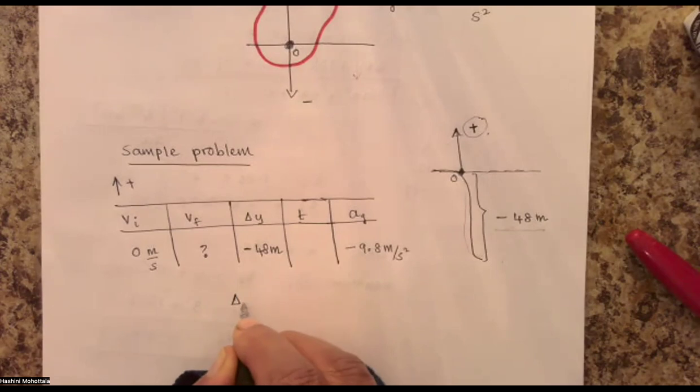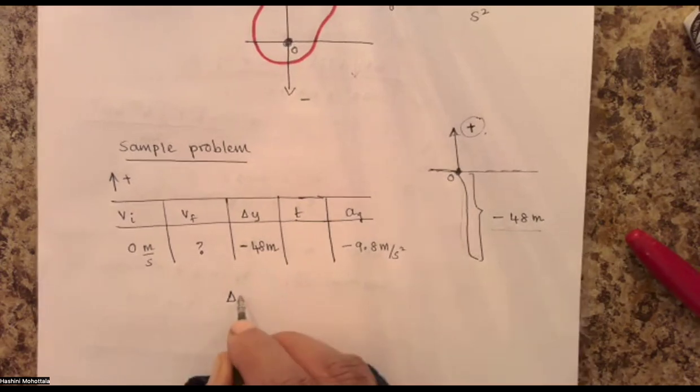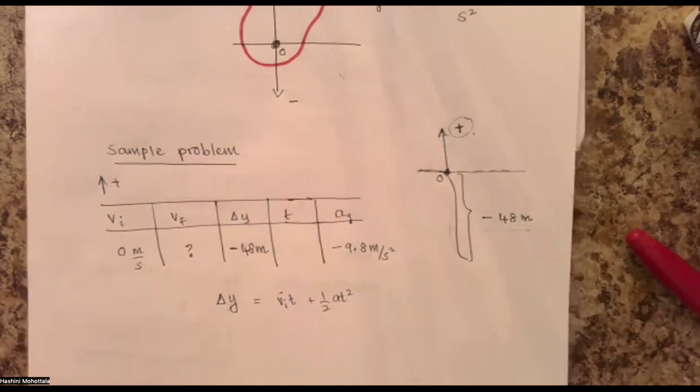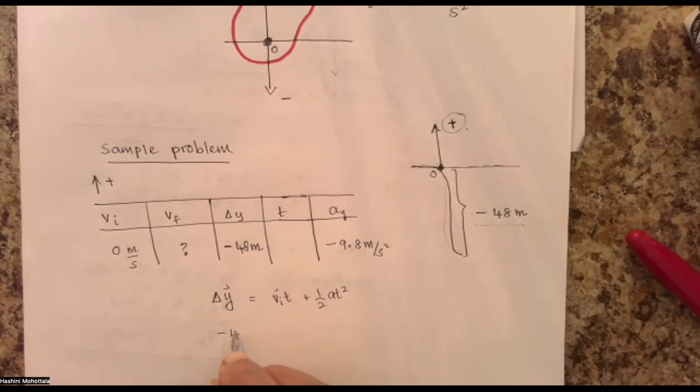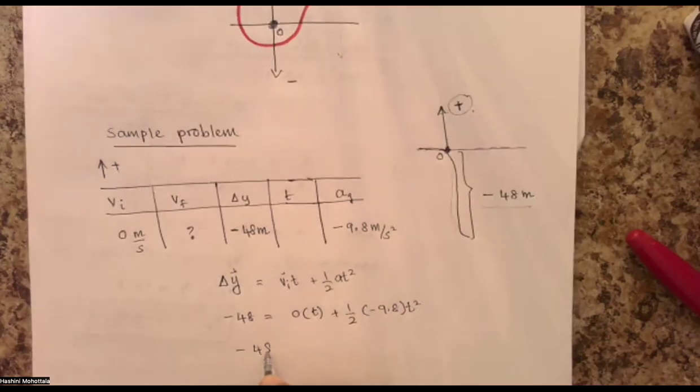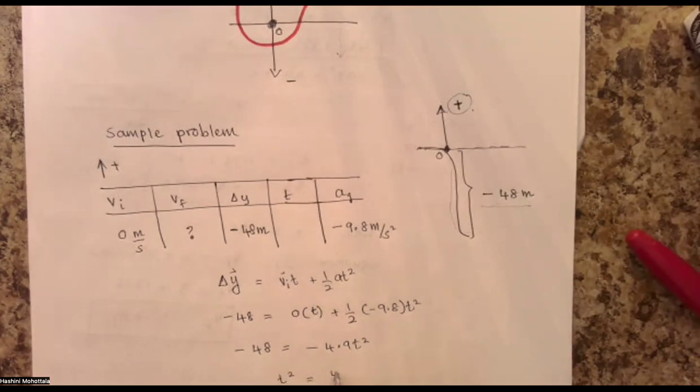The second equation actually has delta x equals, but since we are looking at the y direction, I am rewriting it as delta y equals v initial t plus 1 half a t squared. Now delta y is negative 48. As you can see, initial velocity is 0, so that term drops out. 1 half times negative 9.8 times t squared. So you have negative 48 equals negative 4.9 t squared. Negative cancels out. You get t squared equals 48 divided by 4.9.